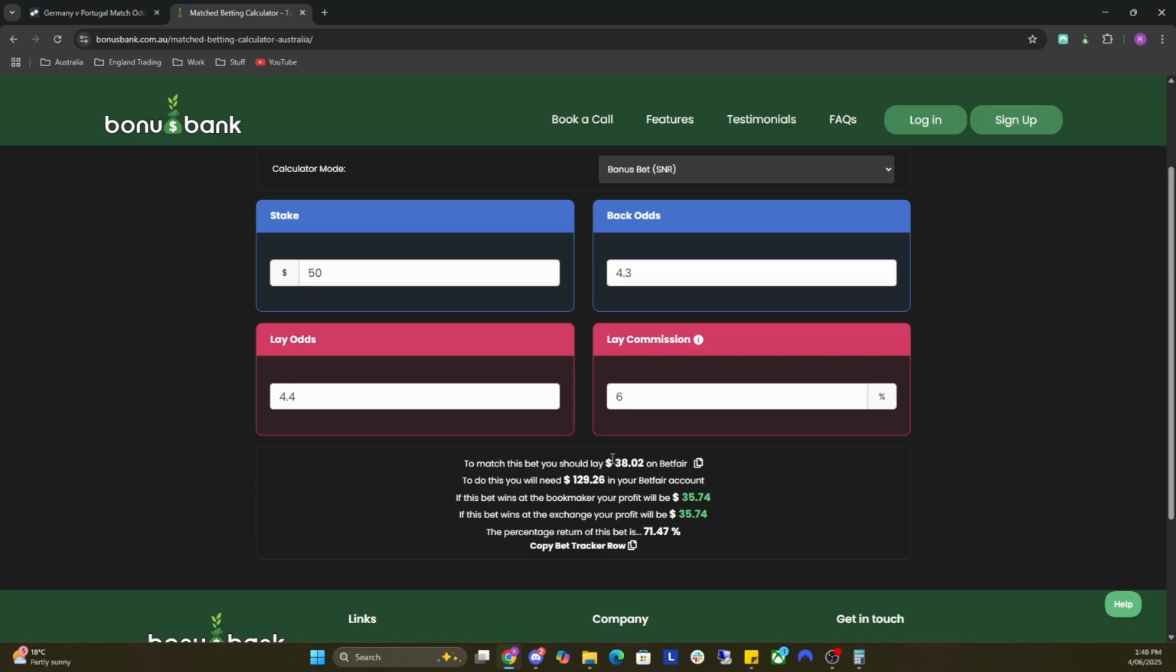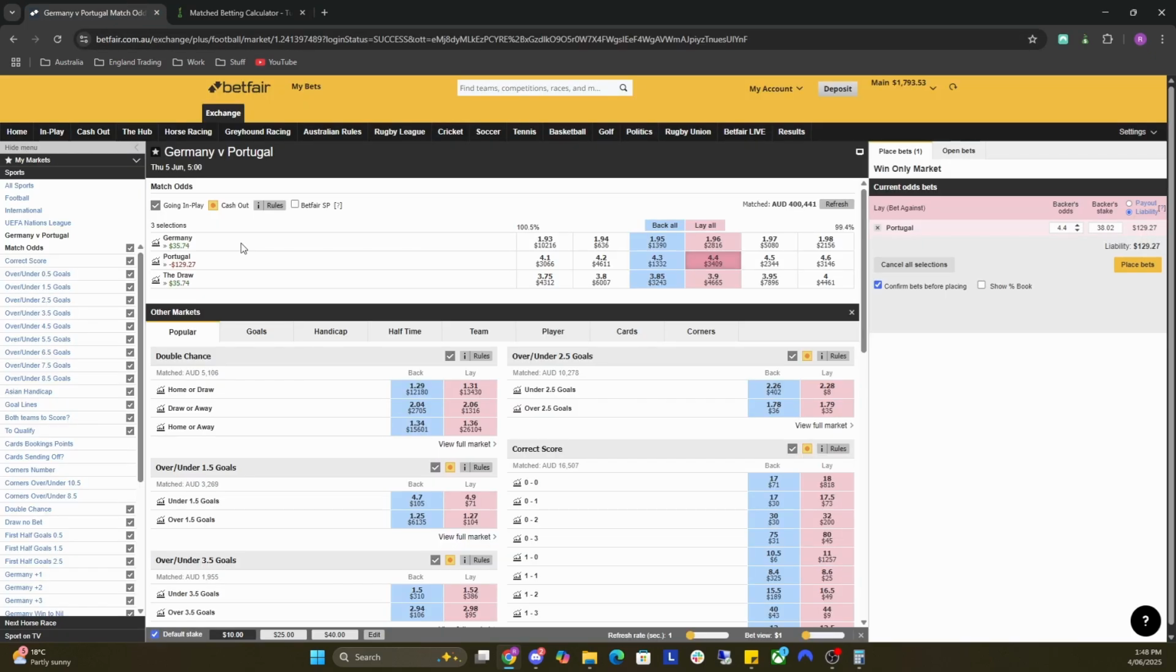So if we were to put this stake in now, $38.02, you can now see if our bonus bet went on to lose at the bookie, we were risking nothing as we had a bonus bet, but would profit $35.74. And in the other scenario, if the bonus bet did go on to win and Portugal went on to win this game, we'd profit $165 at the bookie at odds of 4.3, but then we'd lose $129.27, which again rounds out to around $35, $36.